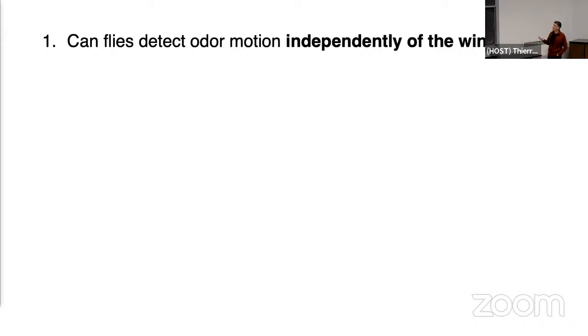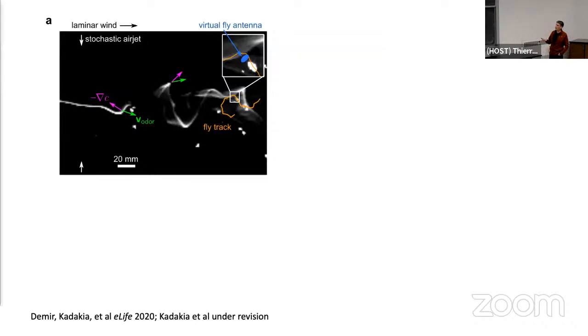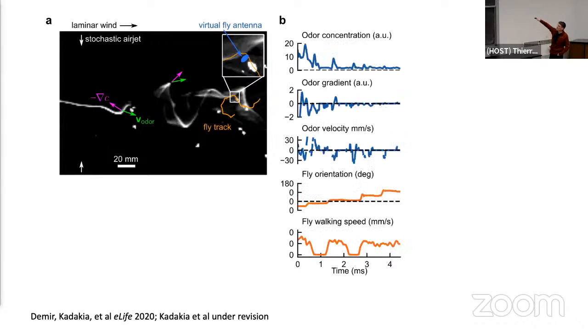The first question is, can they detect that independently from the wind? First we looked back at our experiment where we have this smoke and the behavior of the fly. We have a trajectory of a fly, and along this trajectory, you can measure the gradient in this direction, perpendicular to the fly. This is the odor concentration, and the odor gradient is fluctuating. You can also measure the odor velocity: you look at subsequent frames and at the correlation of the odor signal across frames, and from there you extract a velocity signal. That's the one that you have here.